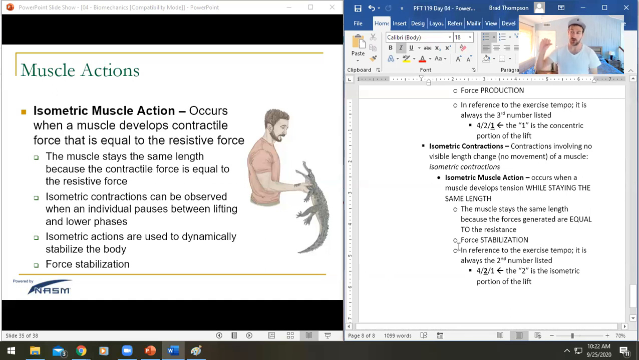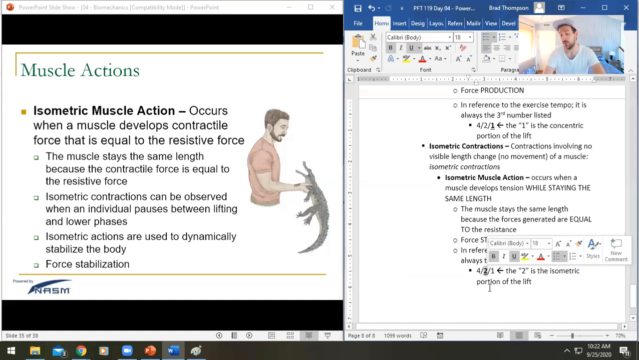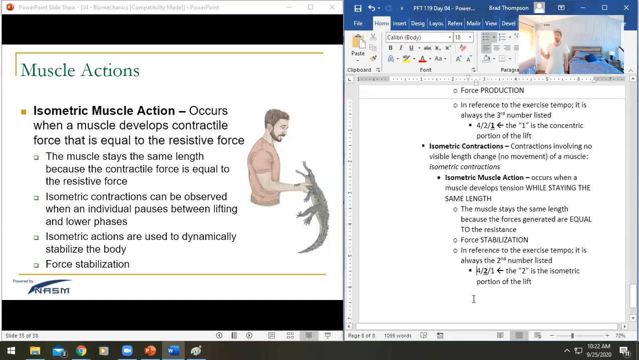So we've got force reduction, force production, and force stabilization. And then when we label that out in terms of tempo, this is the middle number. We call that the 2 in the 4-2-1 tempo. So 4-2-1 tempo would be 1, 2, 3, 4, 1, 2, 1, or it would be 1, 2, 3, 4, 1, 1, 2, 1, 2, 3, 4. Again, not direction based, it's contraction based.